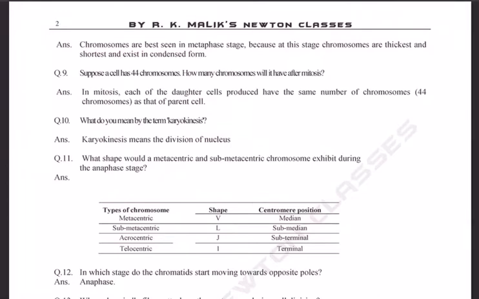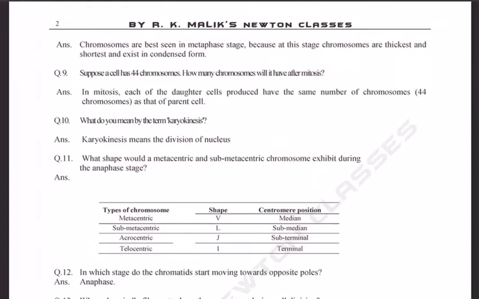Question 10. What do you mean by the term karyokinesis? Karyon in Latin means nucleus, kinesis means division. Nuclear division is called karyokinesis. Similarly, cytokinesis, cyto means cell, kinesis means division. Cellular division is cytokinesis. During mitosis or meiosis, first it is nuclear division, karyokinesis, which will be followed by cytokinesis.